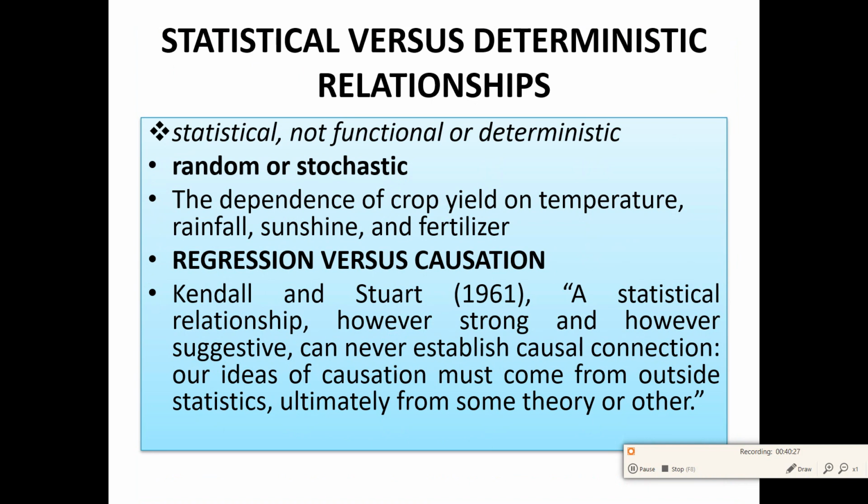Okay, this part I think I have already covered, that is, what are deterministic relationships and what are statistical relationships. Simply put, a statistical relationship has something random in it, whereas a deterministic relationship has no random part in it, right?